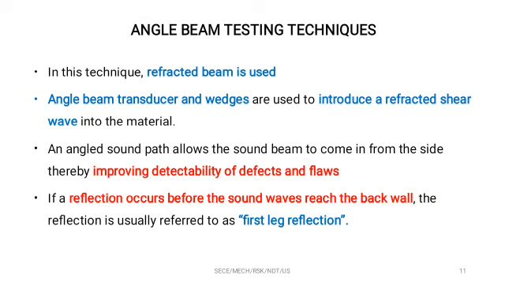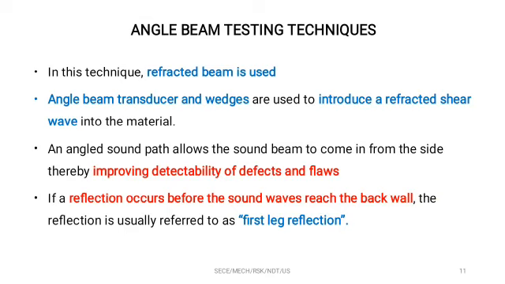In the case of angle beam testing techniques, we are using refracted beams. In the previous case, straight beam, we used a normal beam, the normal sound wave that is generated. But in the case of angle beam, we use a refracted beam. To have this refracted beam, we use an angle beam transducer and wedges to introduce this refracted shear beam. An angled sound path allows the sound beam to come in from the side of the material. Usually, in the previous case, the sound wave travels from the top to the bottom, scanning the material. If there is any hindrance, it comes back and is interpreted.